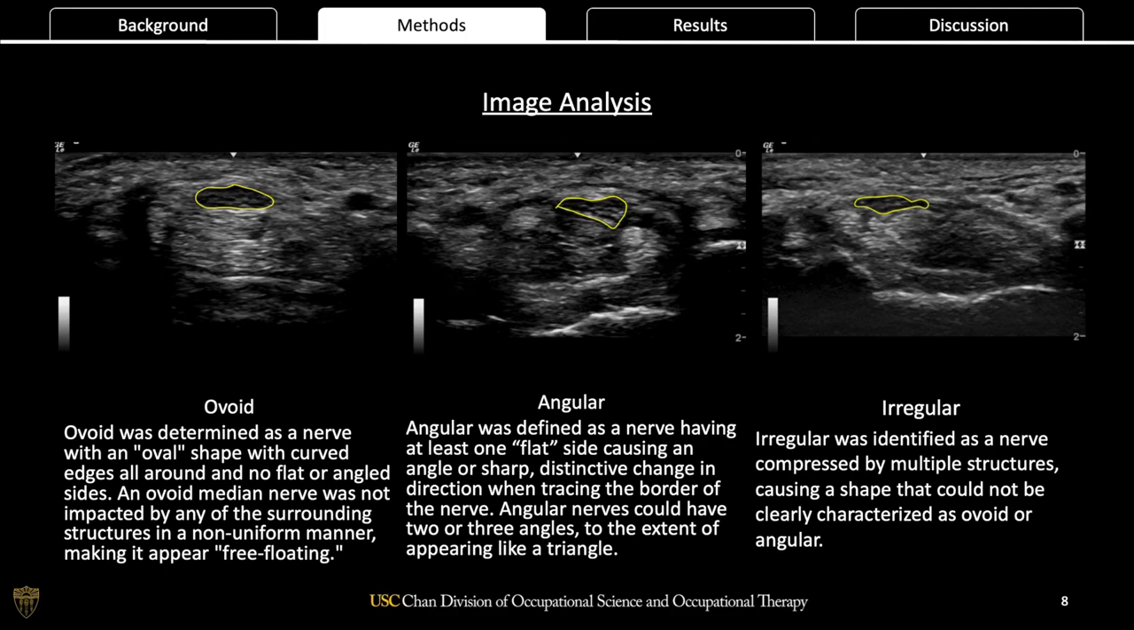An ovoid shape was not impacted by any of the surrounding structures in a non-uniform manner, making it appear free-floating. Angular nerve was defined as a nerve having at least one flat side, causing an angle or sharp distinctive change in direction when tracing the border of the nerve. Irregular was identified when a nerve is compressed by multiple structures, causing a shape that could not be clearly characterized as ovoid or angular.